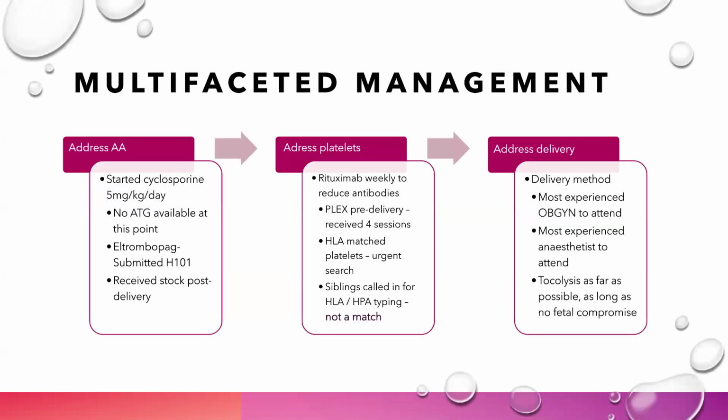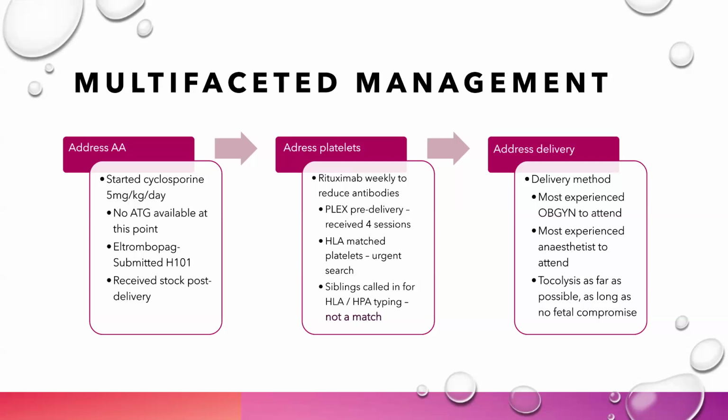So this is just to really talk about this case. We had many things to consider with this patient. Firstly, we had to try and address the aplastic anemia in pregnancy. So we started her initially on cyclosporin. There was unfortunately no ATGAM available at this point due to no stock. We submitted an H101 for Eltrombopag, and actually received a month of Eltrombopag stock post-delivery. She did eventually get ATGAM, but this was about a month after, in August.